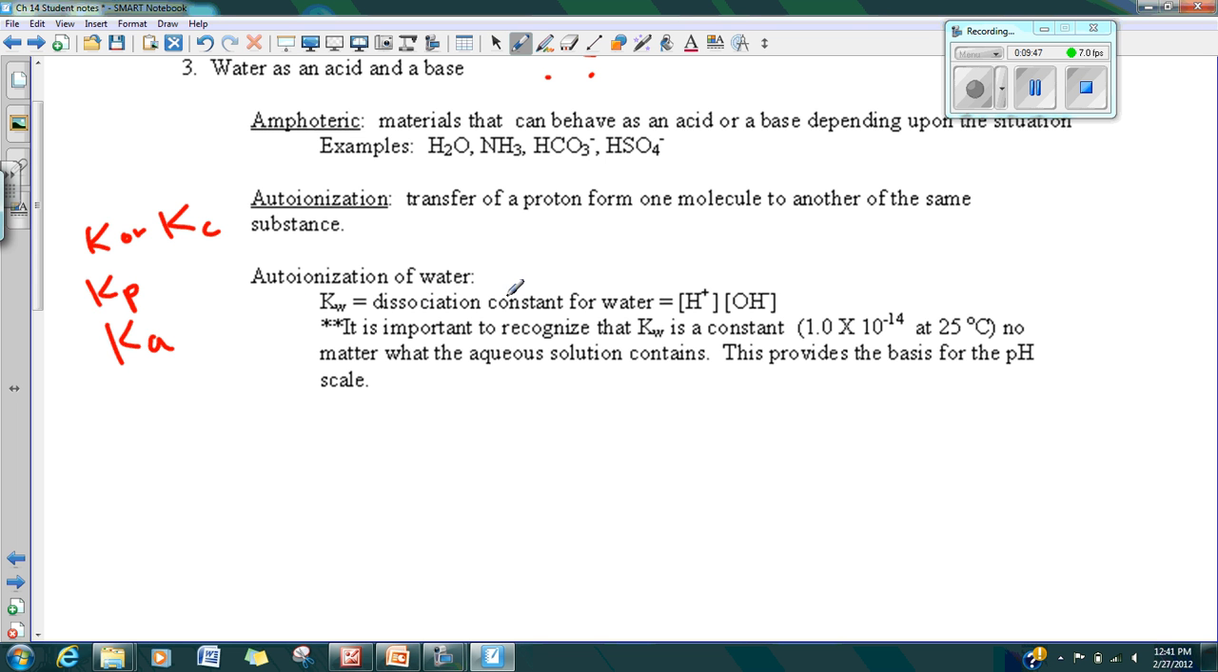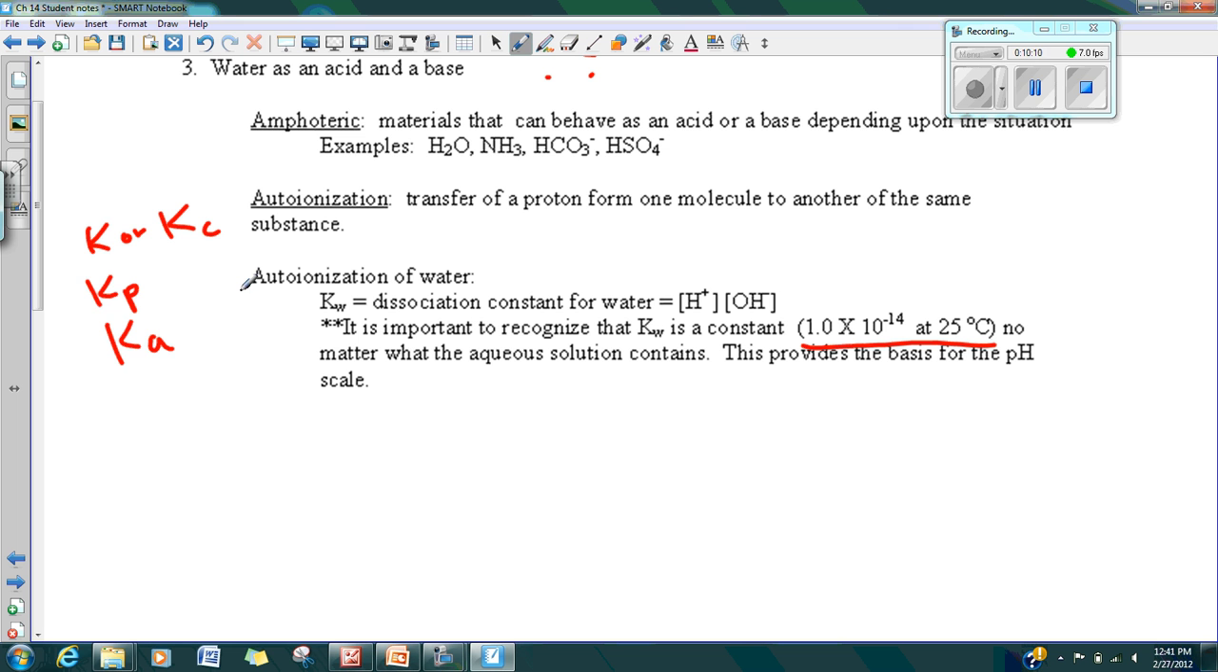So as we take a look, we can see that it has a dissociation constant with the hydrogen ion and the hydroxide ion. It's important that Kw is a constant at 25 degrees Celsius, which is what we've been declaring most of our situations in all year long, no matter what the aqueous solution contains. This provides the pH scale.